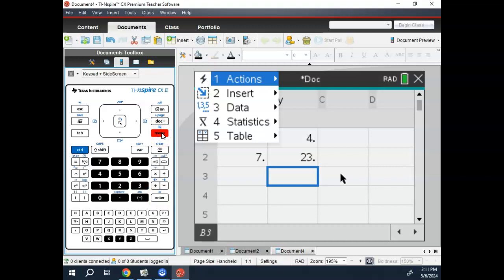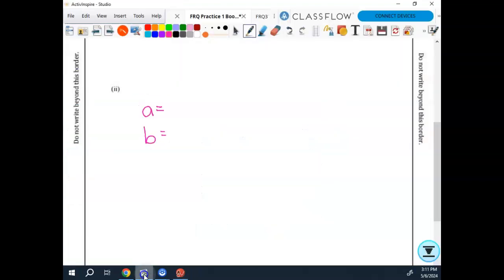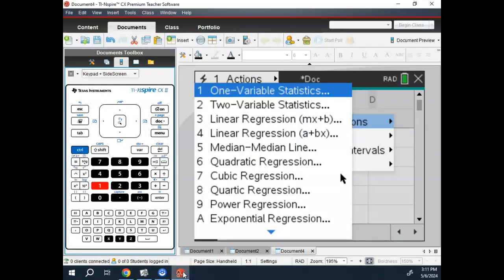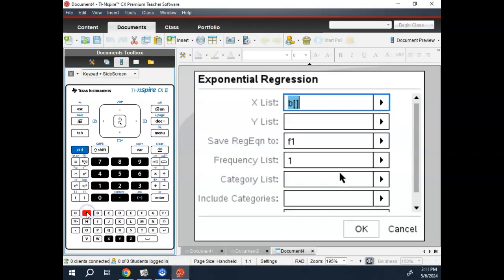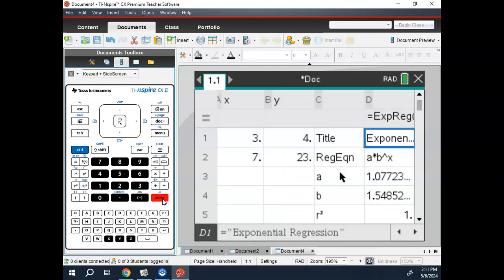All right, so now I want to do regression. Menu, statistics, stat calculations, and they gave me this right here. This is exponential, so that's how I know what to choose. I'm choosing exponential, which is A. Do my thing. Once you get this stuff in here and you choose the right one, you're good at this stuff.